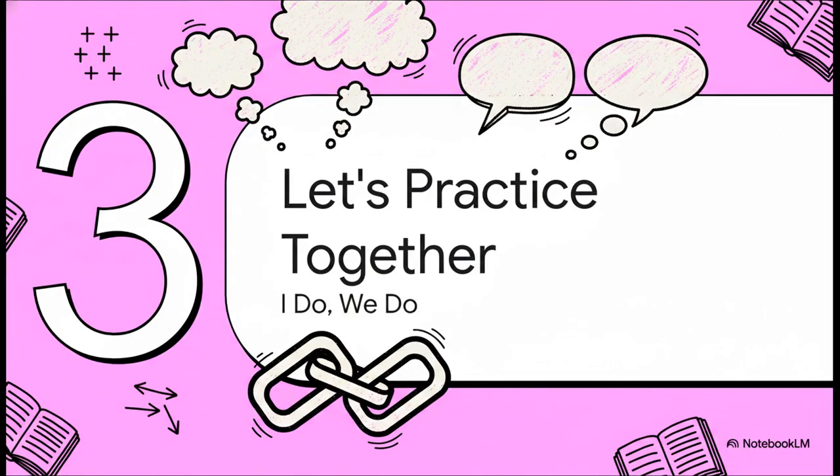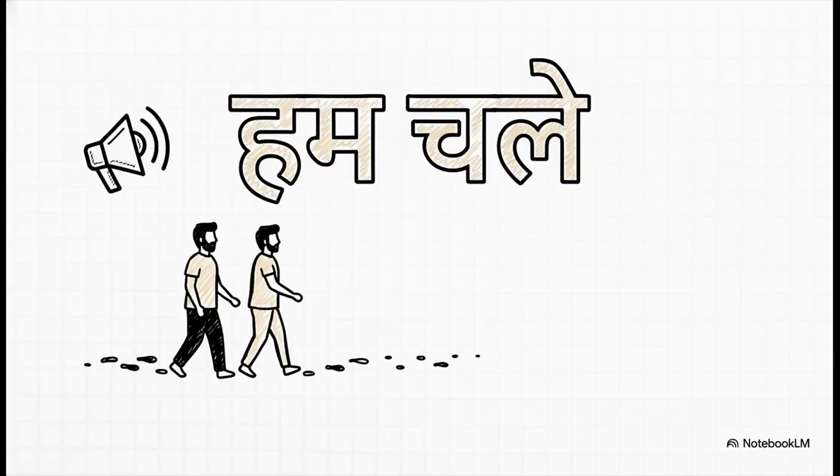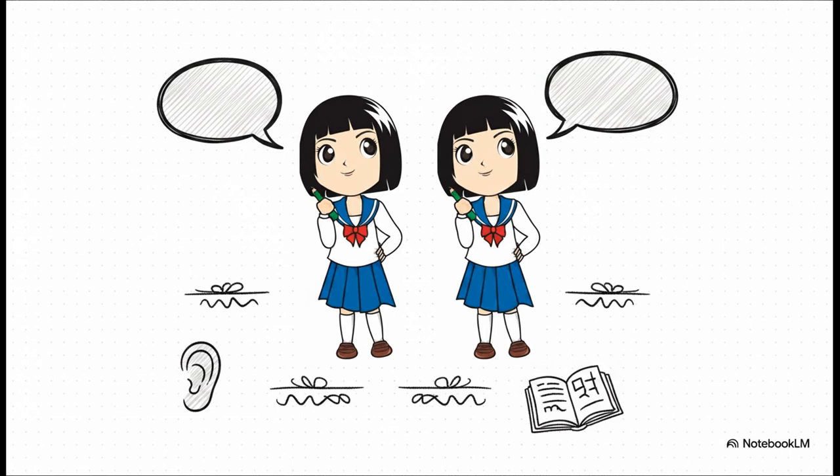All right, enough with the theory. The best way to get this stuff down is to actually do it. So let's run through a couple of examples together. And I really want you to try saying these out loud with me, okay? Okay, let's picture it. Our subjects are Rahul and Peter. Since this is a masculine group, we already know which rule we need. So how would we say we walked? That's it. It's hum chale. You can hear that nice, clear e sound on the end. Let's say it together now. Hum chale. Perfect.